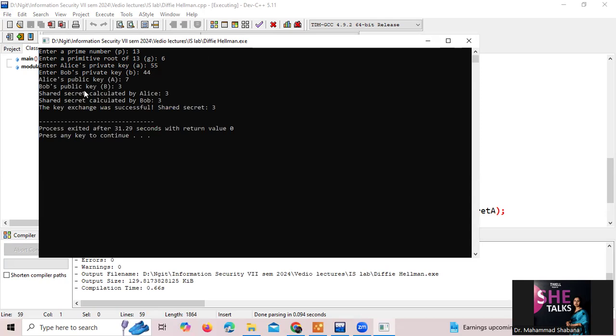Then Alice's public key we are calculating with the help of P and G. We are getting 7, and Bob's public key is 3. By sharing their keys with each other, 7 and 3, we are getting Alice's shared secret key 3 and Bob's secret key the same, 3. So the key exchange was successful and the shared secret key is equal to 3. So with this, we have concluded our session. Thank you.